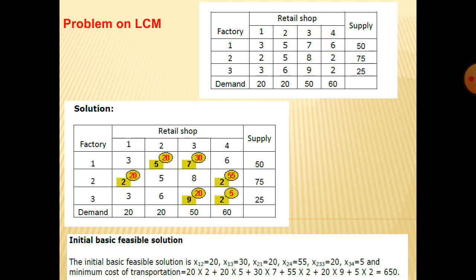Next minimum value is 6, but it is not possible to allocate. Here the demand is already satisfied. Understand? Even though the cost is less, it is not possible to allocate here. Your next choice should be cost 7 only. For that you have to allocate the remaining 30. Then after allocating 30, the remaining is 20.